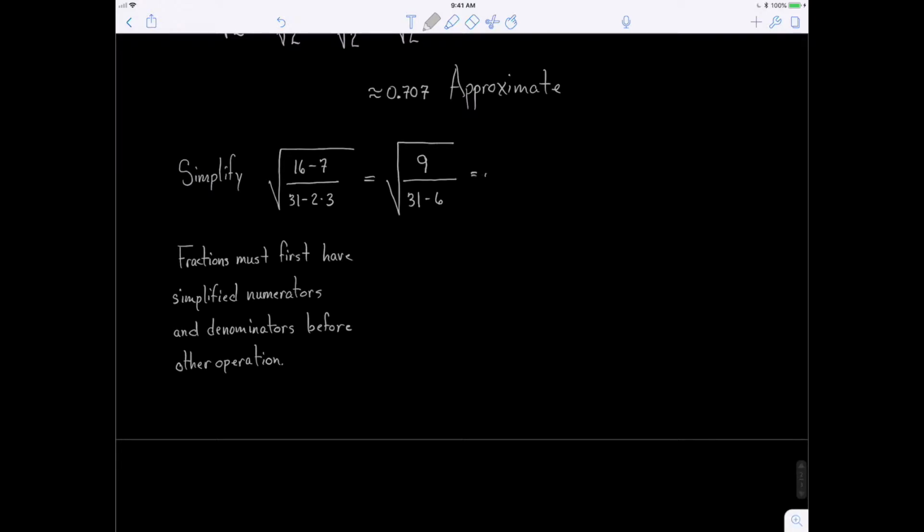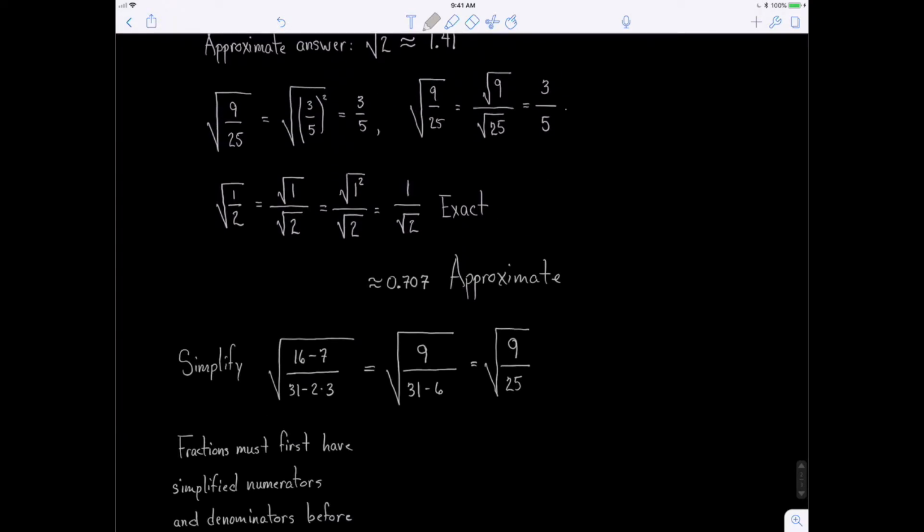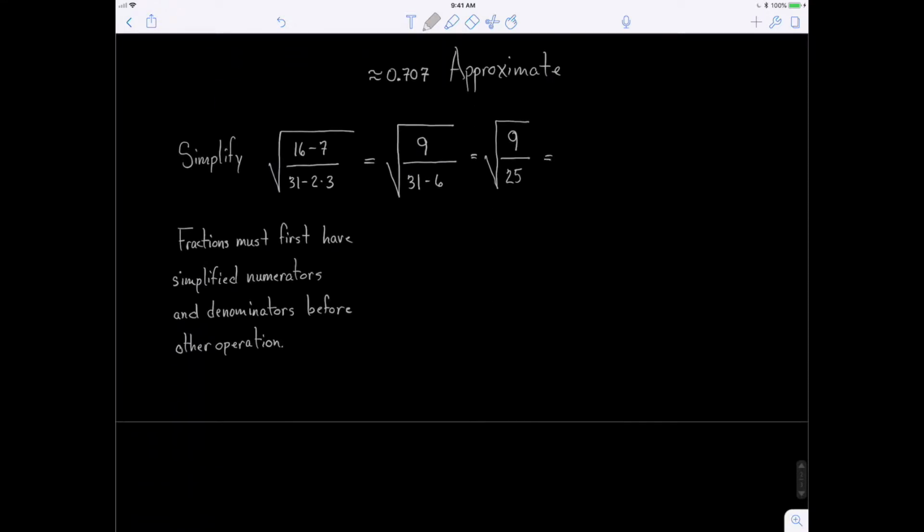Okay, so then my next step is I have the 9, and now I can deal with my subtraction. 31 minus 6, well, that is 25. Oh, and look at that. We did that fraction right up here. And we know the answer is 3/5.